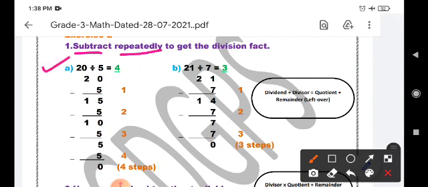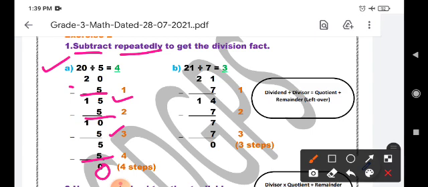20 divided by 5. First, you will write 20. That is your dividend and then your divisor is 5. So, repeatedly until you are left with 0, you are going to subtract 5. When we subtract 5 from 20, we will be left with 15. Then again subtract 5. 15 minus 5 is 10 and now again subtract 5. 10 minus 5 is 5. Subtract 5. 5 minus 5 you get 0. So at this step you will stop because you are left with 0.